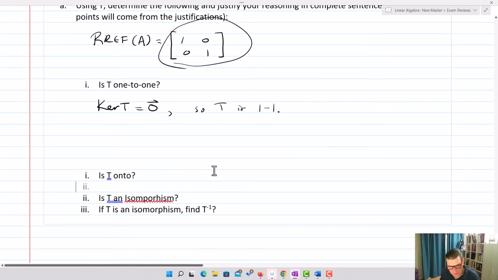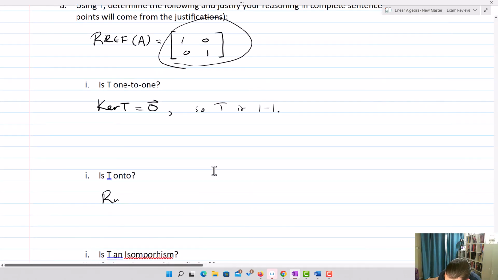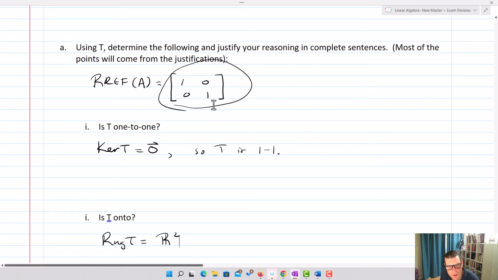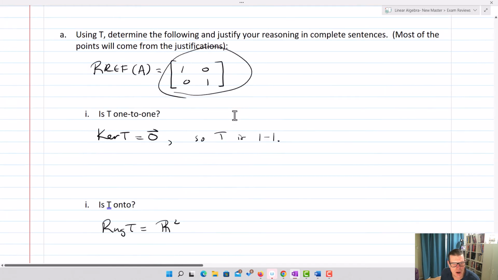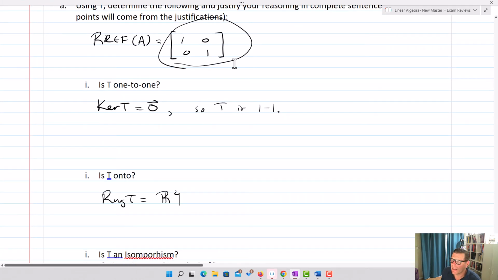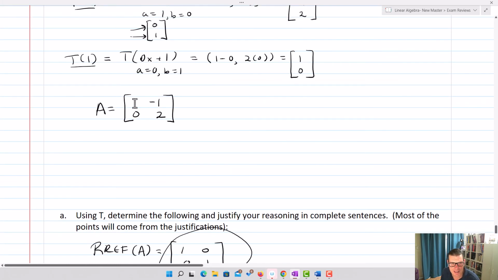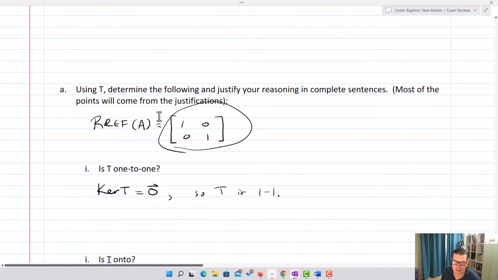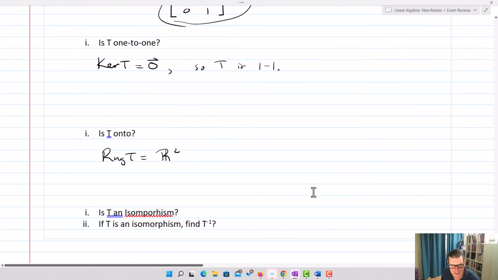Is T onto? Well, yeah. Range of T, in this case, equals the column space of A, which is just equal to R2. How do we know? I've got 2 vectors in R2. So consequently, the basis is going to end up being all of R2. If we went back, we'd see that these two vectors are going to be the column space of A. There's 2 of them in R2, so it's all of R2. Okay? So range of T equals R2, so T is onto.